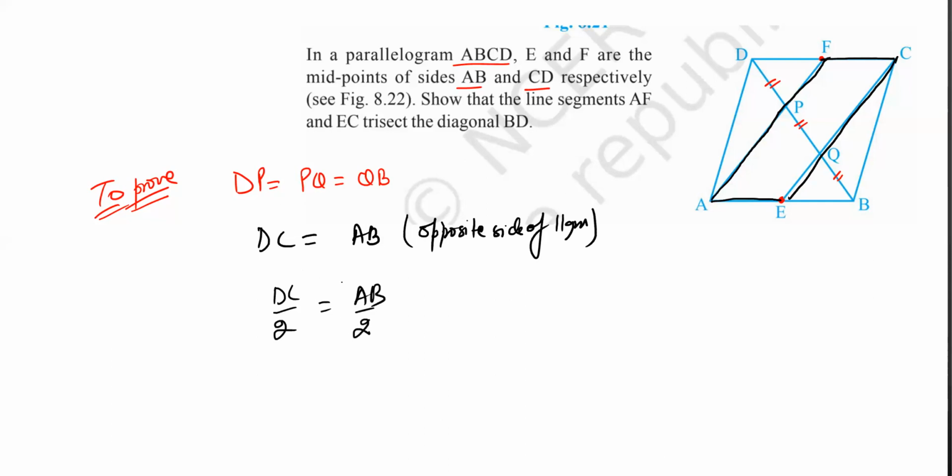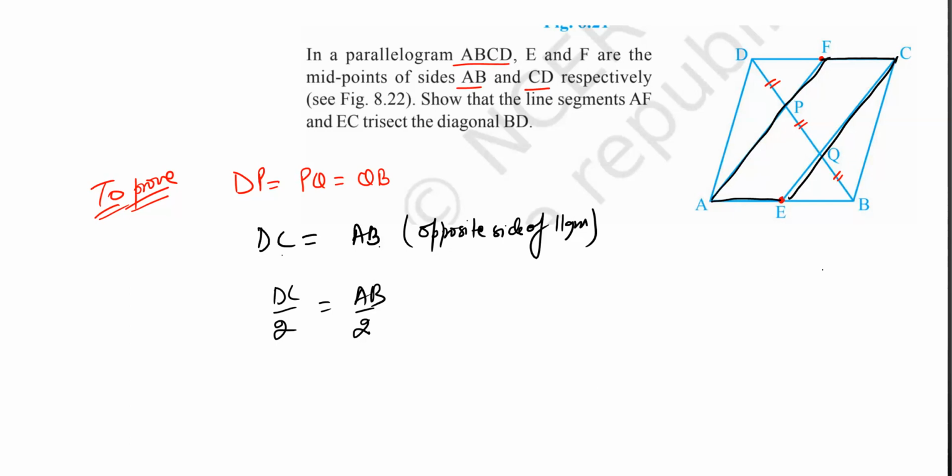Why? Because E and F are the midpoints. Even if you are dividing this by 2, if it is equal to this one, then half of this one will also be equal to this one. And why are we doing this? First of all, we need to prove that these two sides are parallel to each other, so that we can use the midpoint theorem. If this side is parallel to this side, we can use the midpoint theorem in this triangle, okay? So first of all we need to prove that this side is parallel to this side.